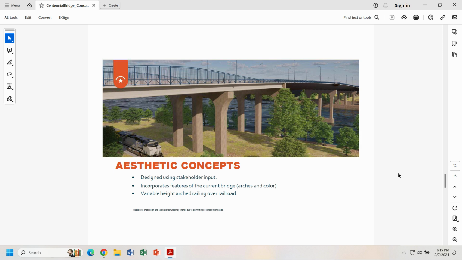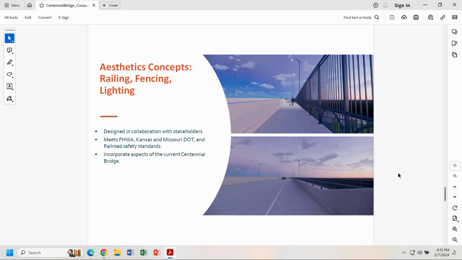As you can see here, there is a higher fencing over the railroad. That's a requirement by the railroad that we have a higher fence along there. But then as you go out onto the bridge, it's a more standard height railing along the bridge. These are a couple of other images that show some of the concepts we're thinking about. Here you can see the pedestrian component that's been added to the bridge, and again, those arches incorporated within the bridge.